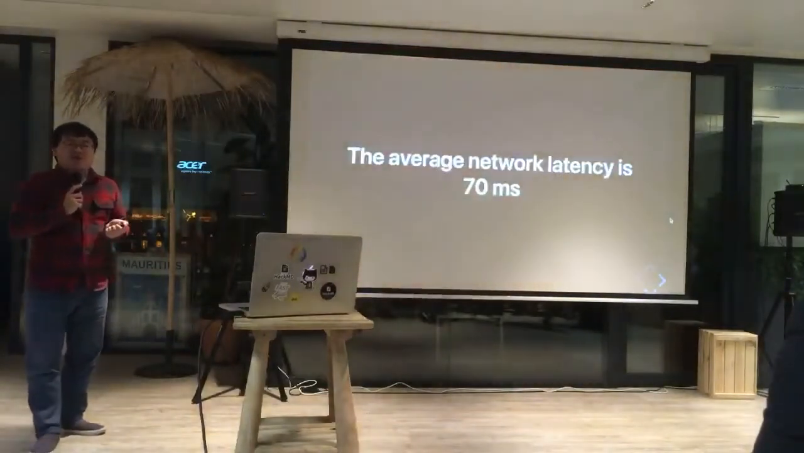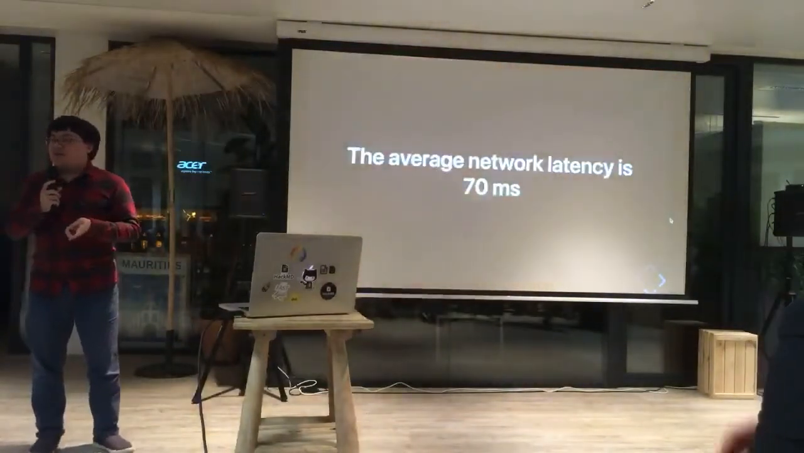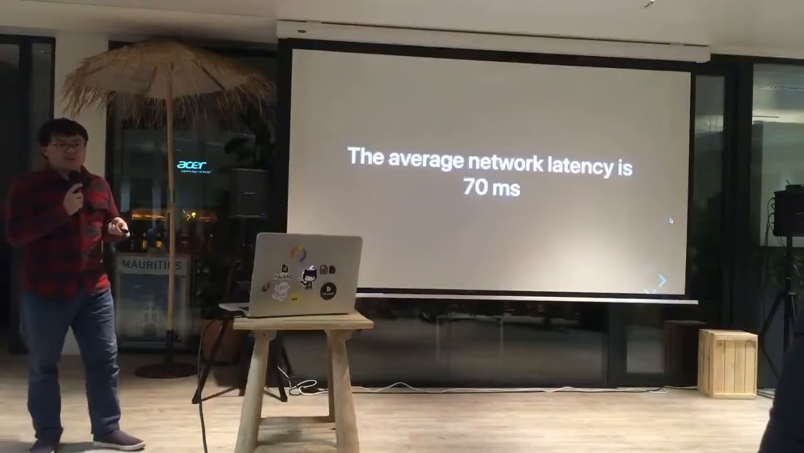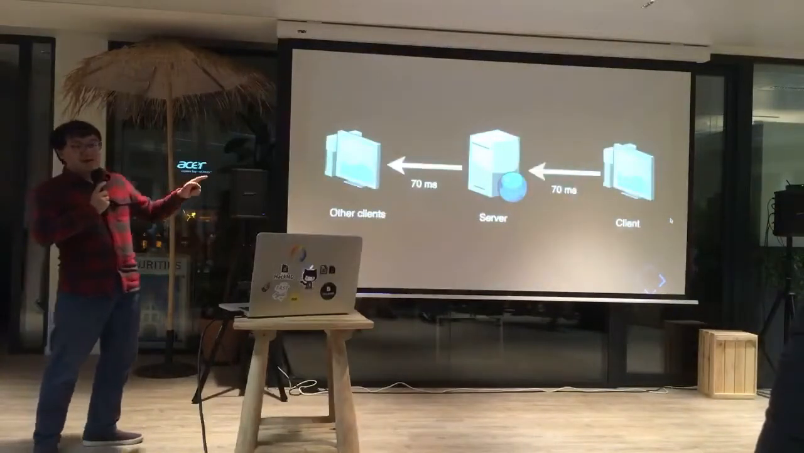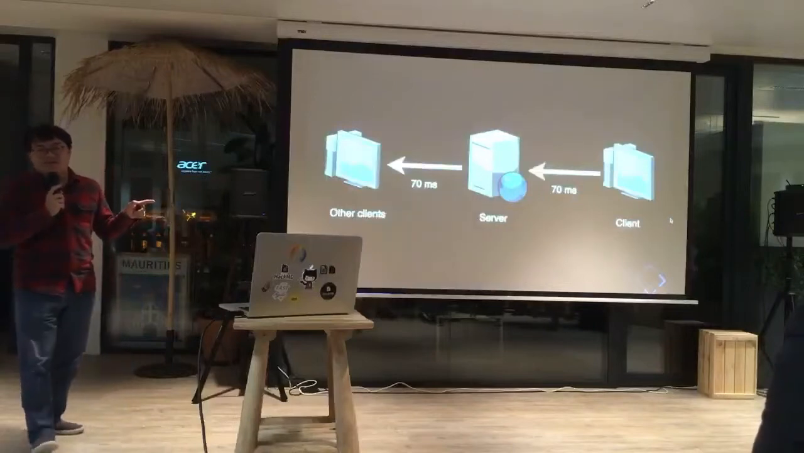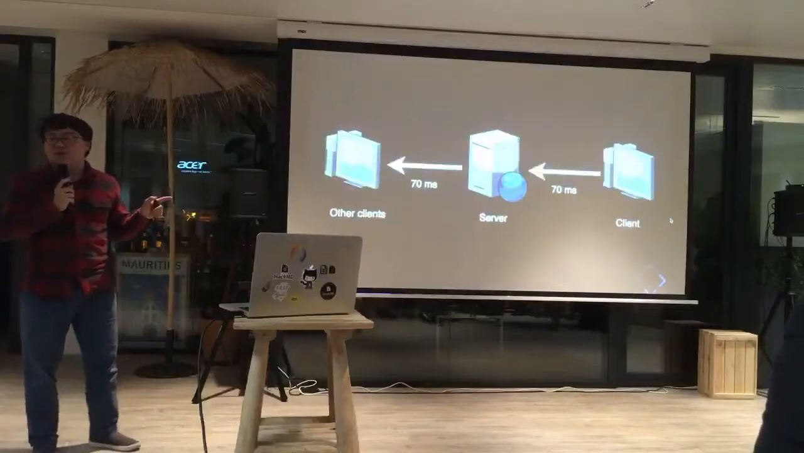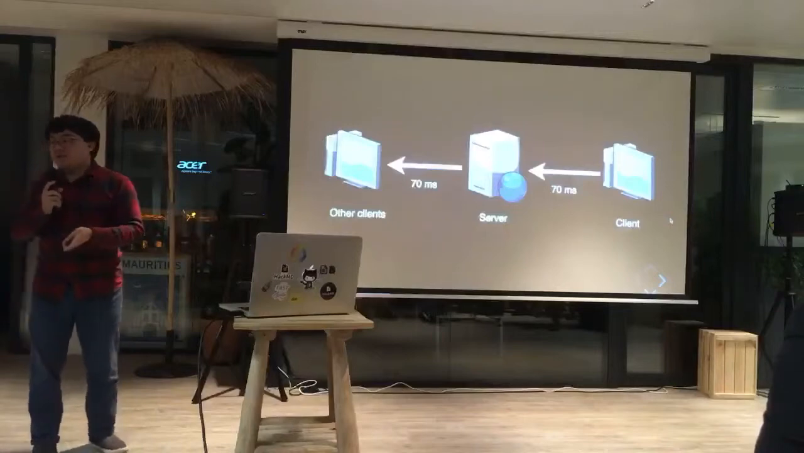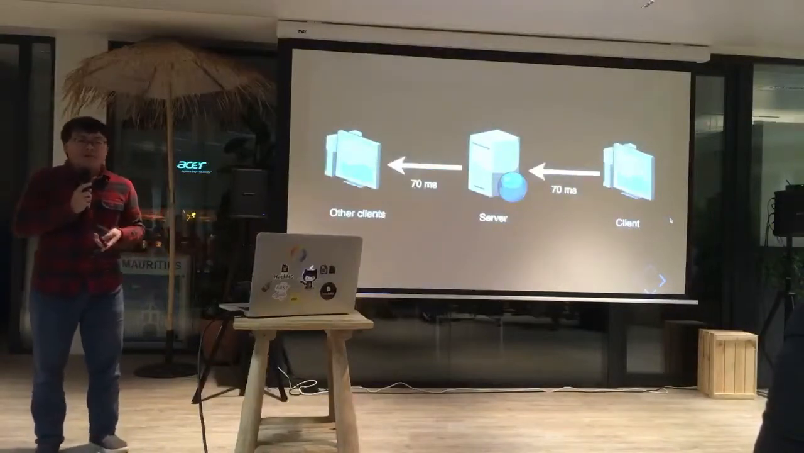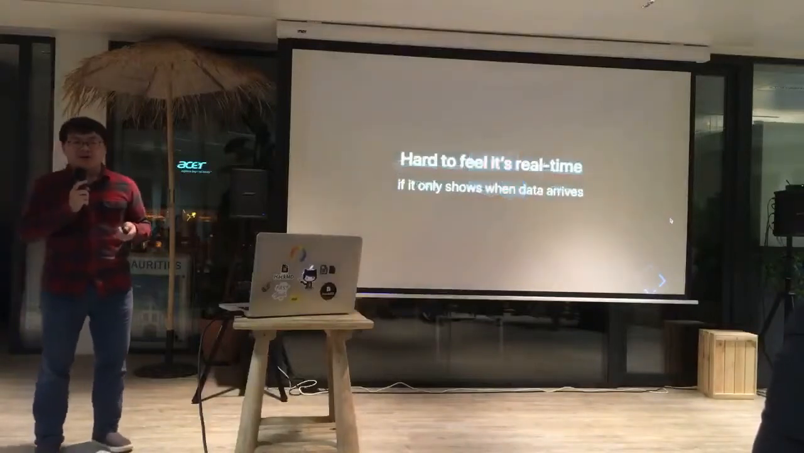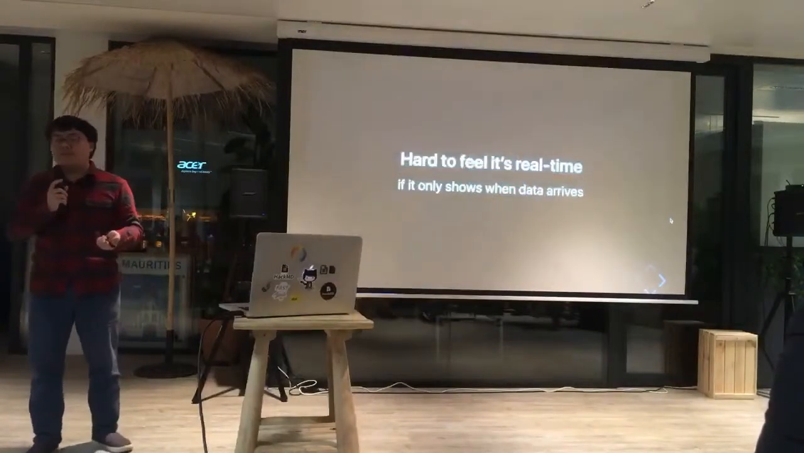Even more, the average network latency is 70 milliseconds, so it's nearly impossible. As this image shows, the right hand is your client, and you send the request, which takes 70 milliseconds to a server, and you want to show the result to other clients, it costs another 70. So it's 140. It's hard to feel it's real time if it only shows when the data arrives.